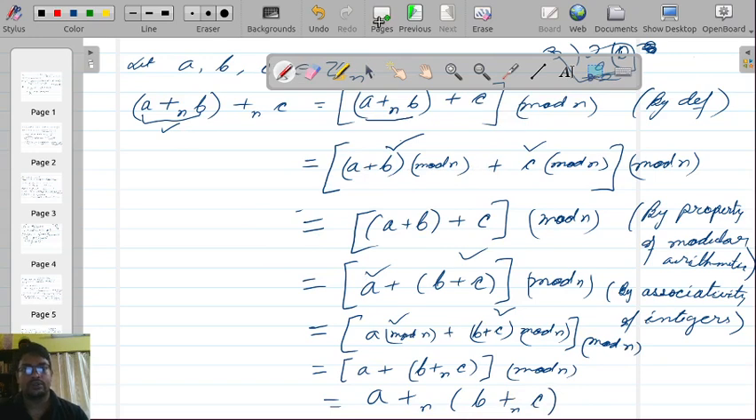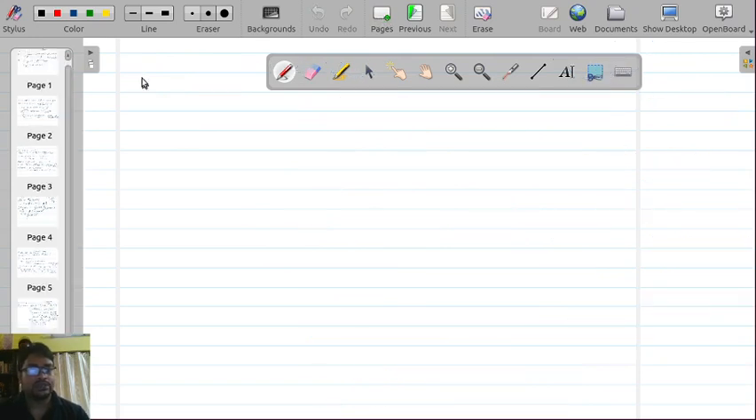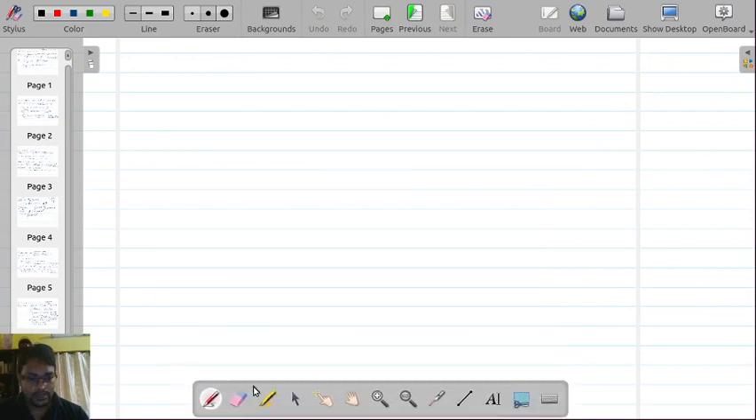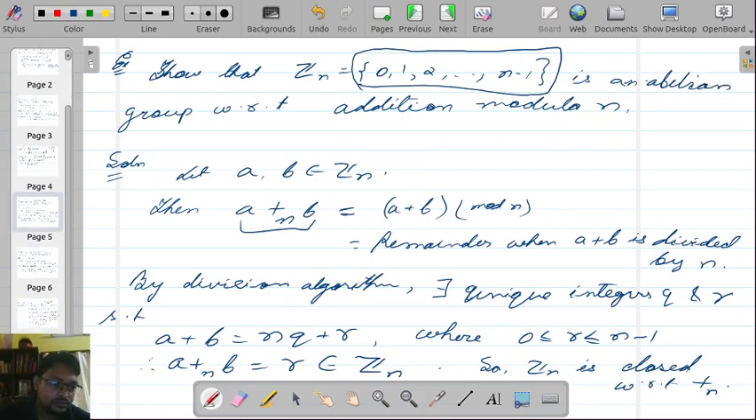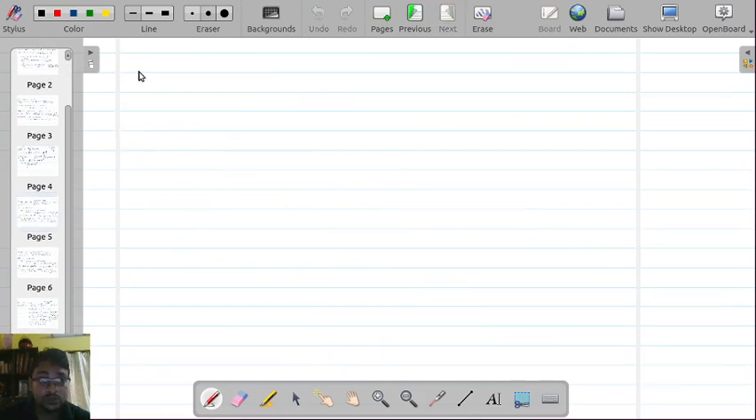Right, so the next one. Actually, I can also say that this is an abelian group, because it satisfies the commutative property also. We will prove it. So next thing I have to verify is the existence of the additive identity. The obvious choice is 0. We have 0 belongs to Zn.